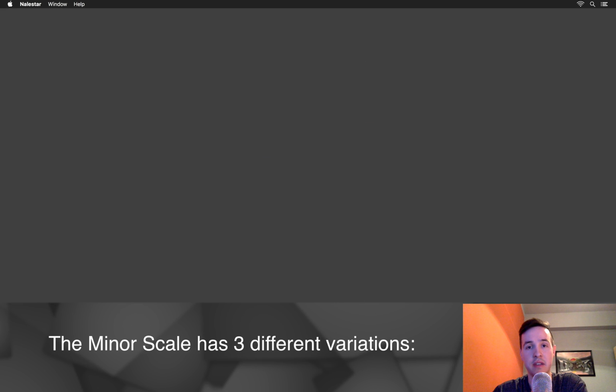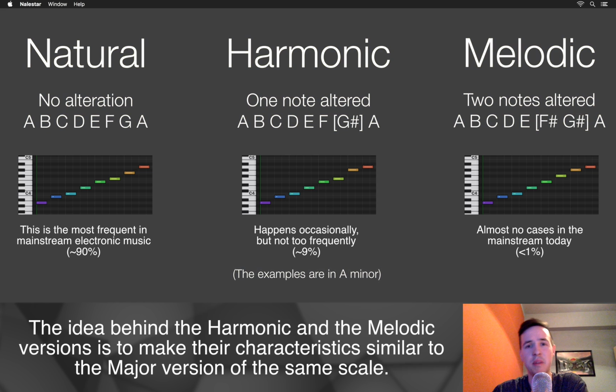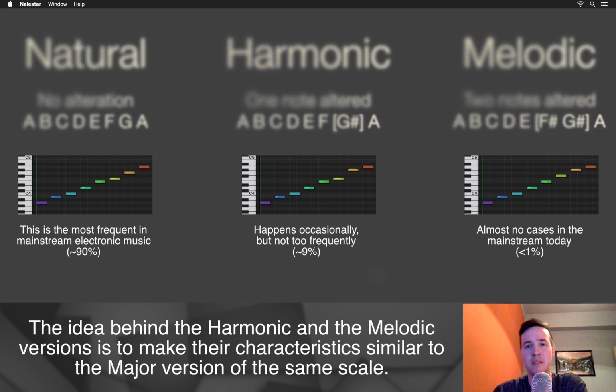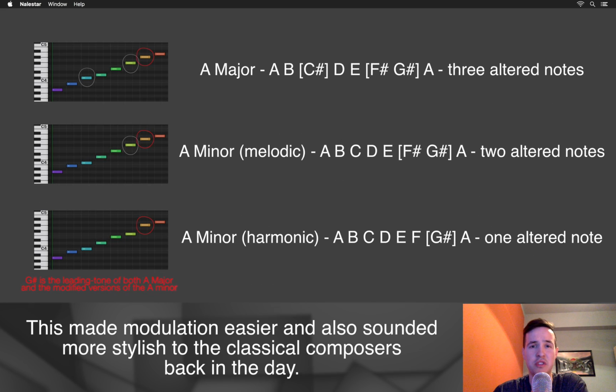The minor scale has three different variations: natural, harmonic, and melodic. Now, the idea behind the harmonic and the melodic versions is to make their characteristics similar to the major version of the same scale. This made modulation easier and also sounded more stylish to the classical composers back in the day.